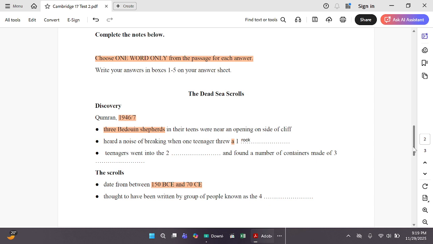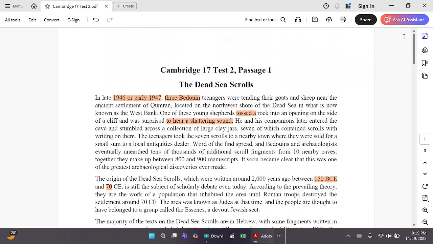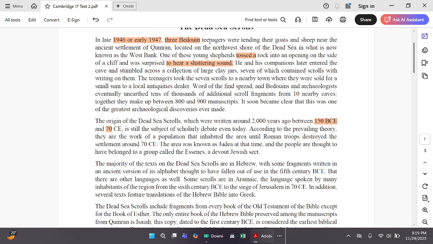Okay, and the next part is: and found. Teenagers also found a number of containers. Here the passage mentions either pots or containers or boxes, something like this, but they use synonyms or paraphrases. So don't try to identify the exact word, word by word. Okay, so let's dive into our passage.